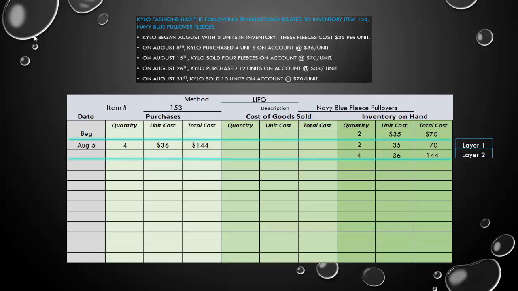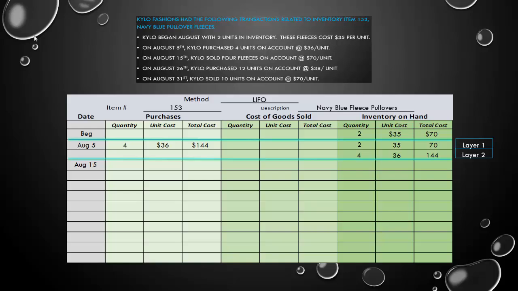We can move on to August 15th, where we sell 4 of these units, and we're selling them at a sales price of $70 apiece. So on August 15th, we're going to sell 4 units. And I know it says $70 apiece, but that's not our cost of goods sold. That's our sales price. That's what we're selling it for. We don't have a spot on our record to record that. That's going to go in an entirely different journal entry to record our sales. What we need to figure out is what is our cost basis on these units that we are selling for $70 apiece. Depends on what method you're using.